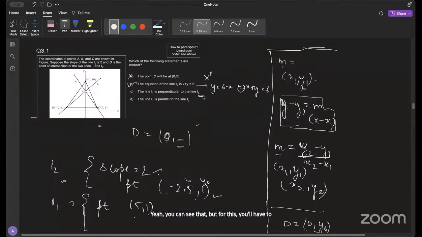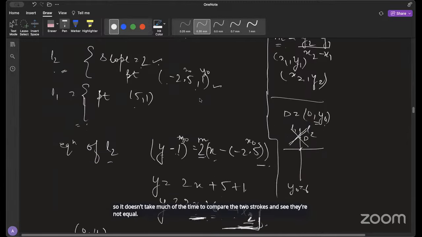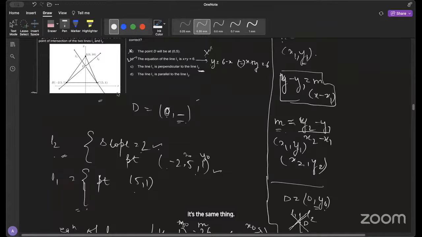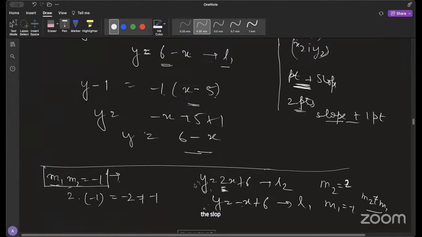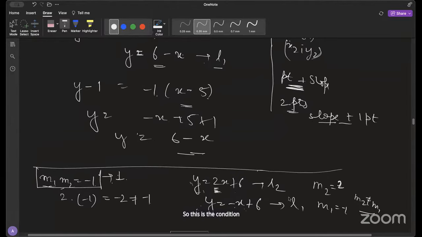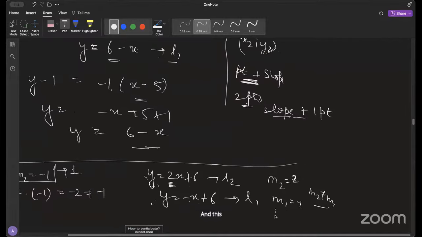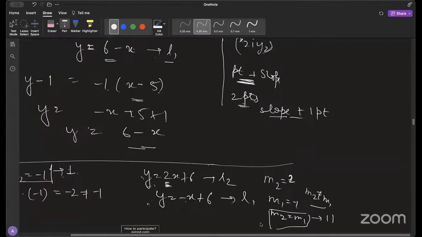You will have to check. And while you will check for this, you'll obviously look at the slopes, right? One has 2 slope, the other one has minus 1. So it doesn't take much time to compare the two slopes and see they're not equal. It's the same thing. You can also check from here, also check from the slopes. So this is the condition for perpendicular, and this m2 equals m1 is the condition for parallel.